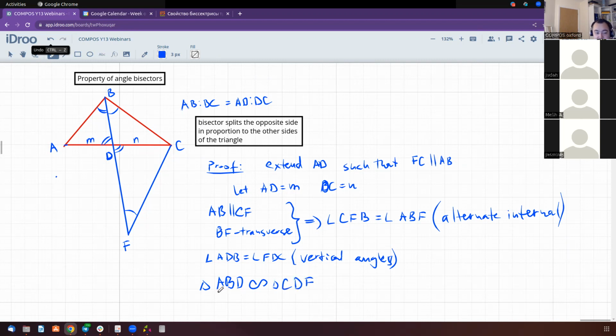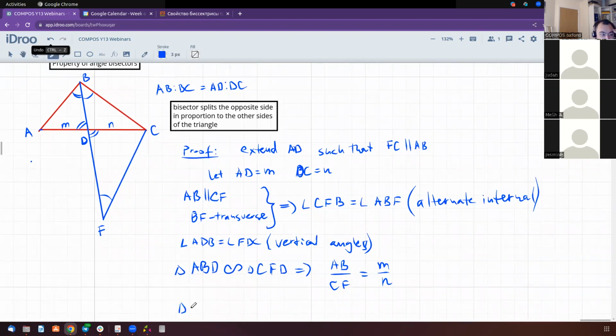Note that the order in which you put the letters matters. ABD and CFD. Yes, it matters. That's why I got it wrong. Sorry, CFD. All right, that means that AB to CF is the same proportion as M to N, as AD to DC.